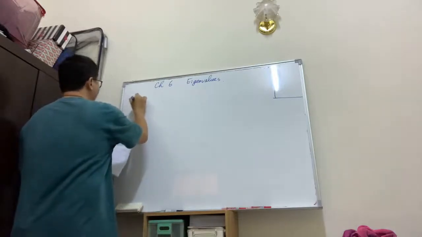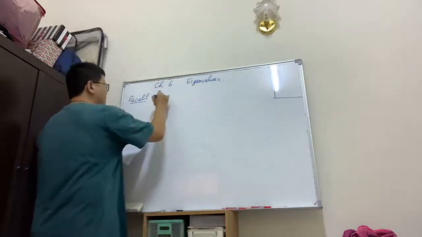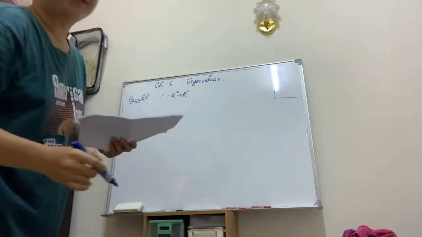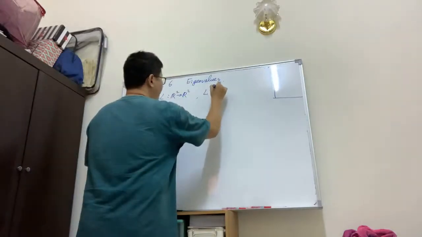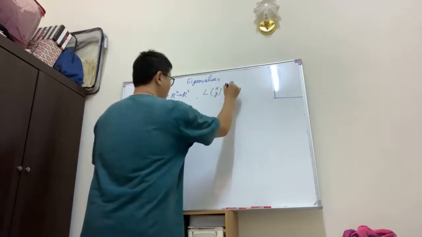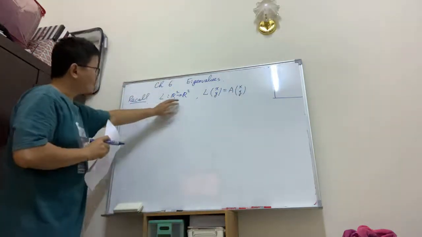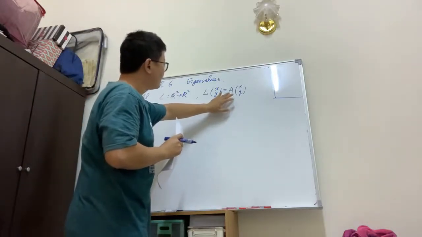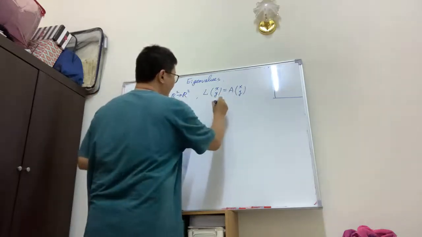So let me recall some well-known examples. Now let's consider a linear transformation from R2 to R2, defined this way. As we said, if it's a linear transformation, we can always find its standard representation matrix A.